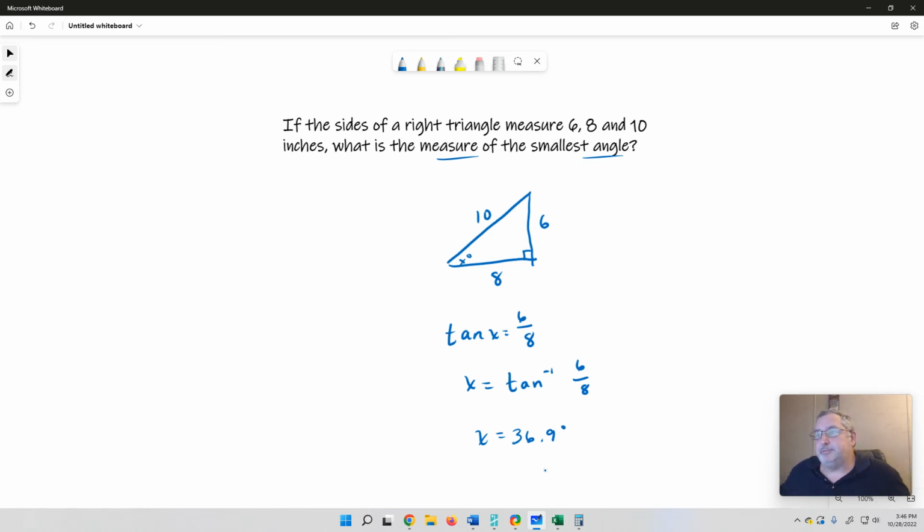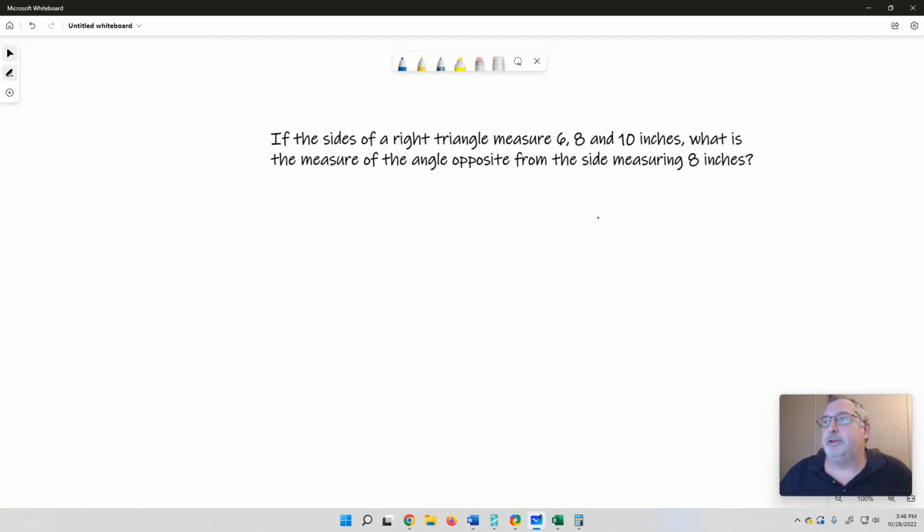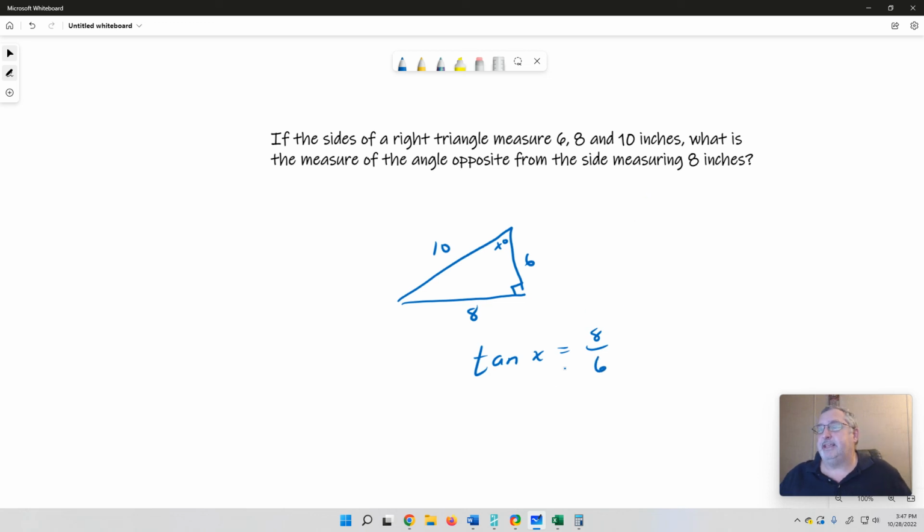So that's the first angle. And in this third example, it says find the angle of the side opposite 8. So same triangle. And this time we're trying to find this angle. So again, I'm just going to use the tangent ratio. The tangent of x is going to equal opposite over adjacent. And again, inverse function. So x is going to equal tangent inverse of 8 divided by 6.